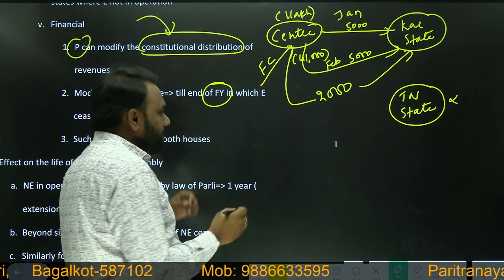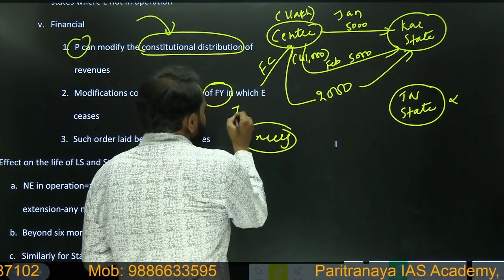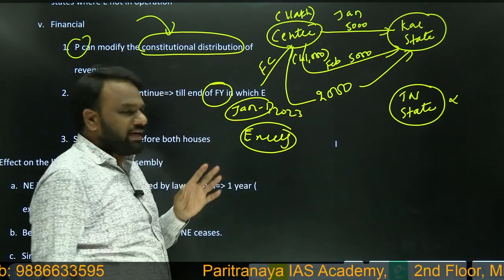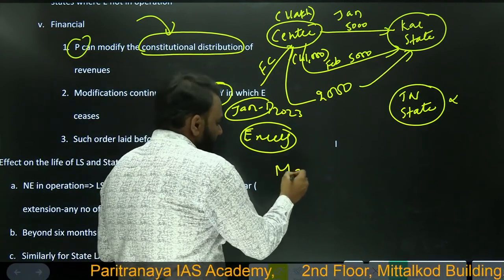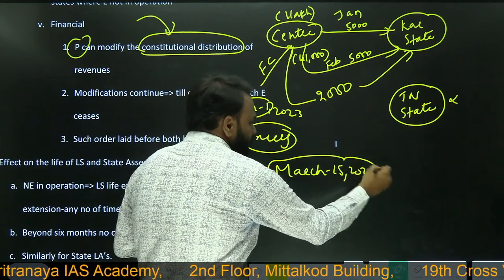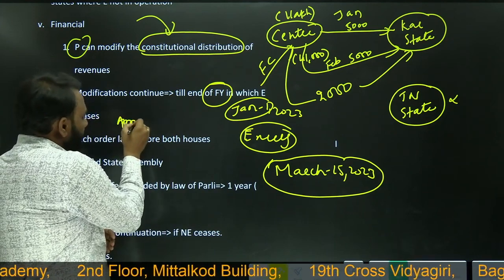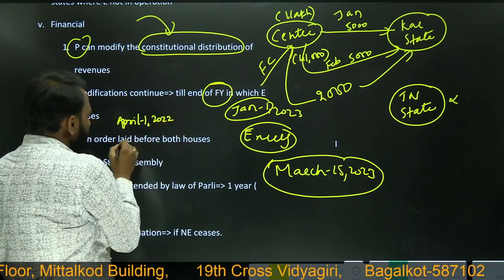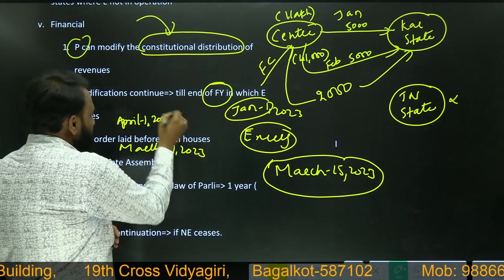Now let us assume an emergency has been declared on January 1, 2023. Let us assume the emergency ceases on March 15, 2023. Okay. So what is our financial year? April 1, 2022 to March 31, 2023. So this is one financial year.